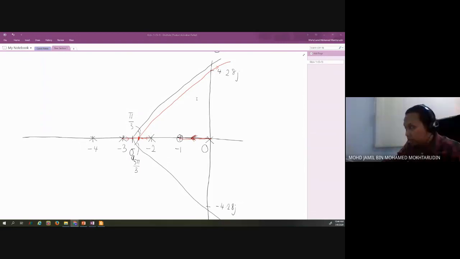So this is one branch, and another branch must be symmetry. Okay, so symmetry.